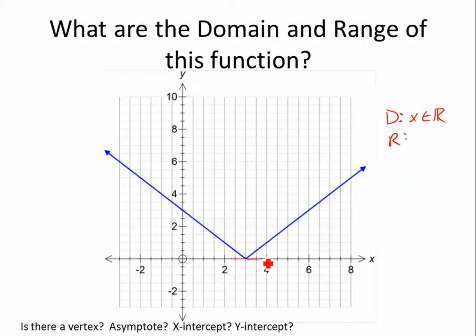Does it go down and down forever? No, because it's got a turning point right here, and so there's a boundary. That turning point is right at 0, and so in this case y can be greater than or equal to 0 because it does go up and up. It never goes down below, so it can't be anything less than 0, but it will actually be 0 at that turning point. Is there a vertex? Yes, right here at (3, 0). Is there an asymptote? No, that's only for exponentials. Is there an x-intercept? Yes, it happens to be the same point as the vertex, the (3, 0). And the y-intercept is (0, 3) right here.